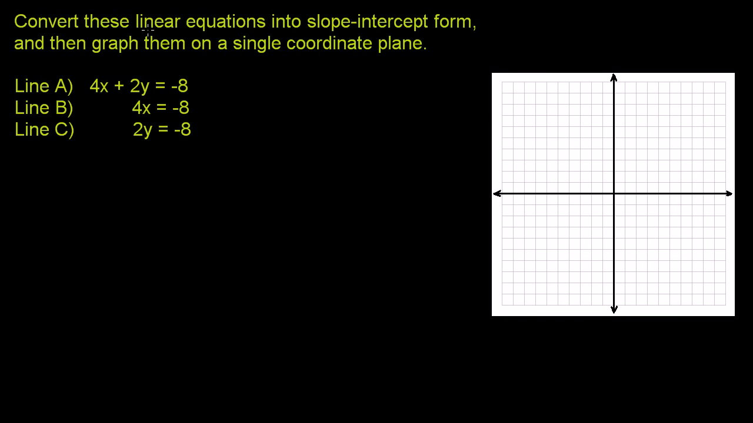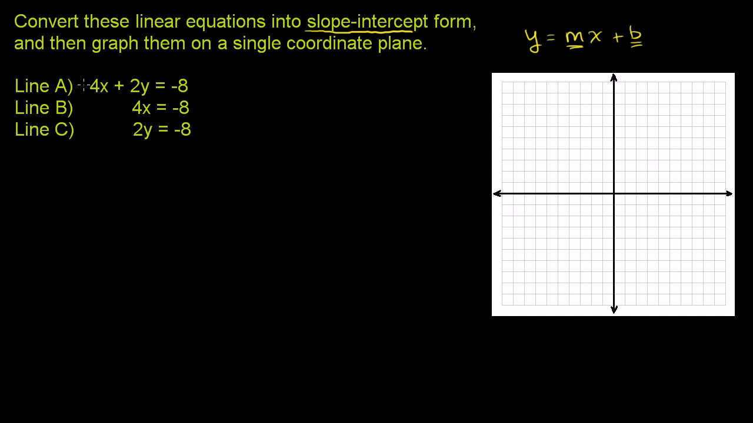We're asked to convert these linear equations into slope-intercept form, and then graph them on a single coordinate plane. We have our coordinate plane over here. And just as a bit of a review, slope-intercept form is the form y is equal to mx plus b, where m is the slope and b is the intercept. That's why it's called slope-intercept form. So we just have to algebraically manipulate these equations into this form.